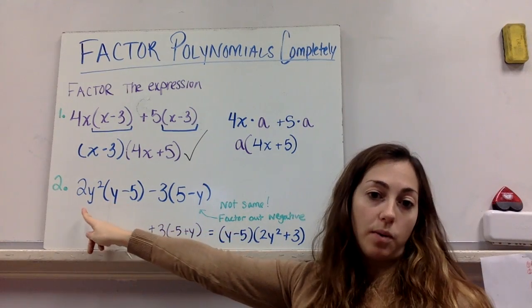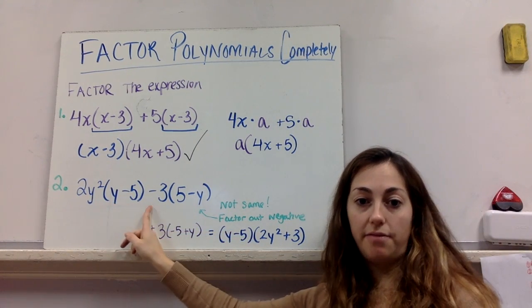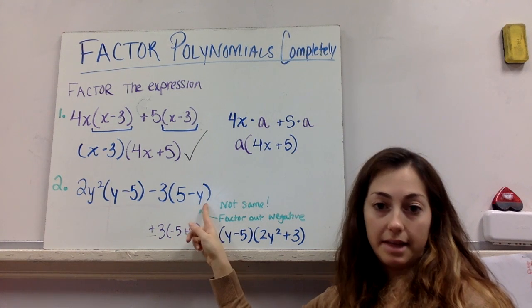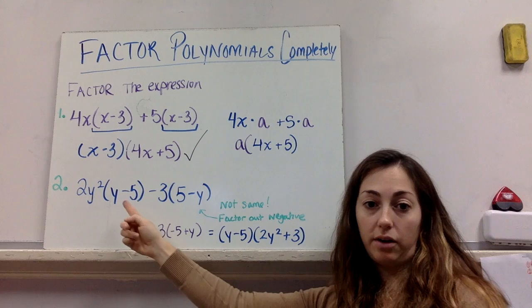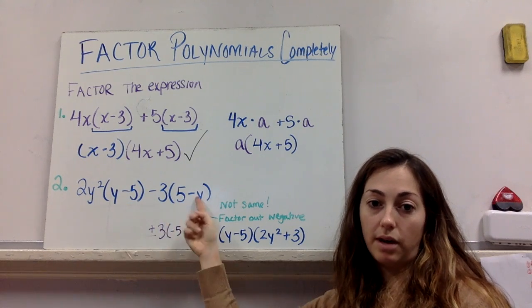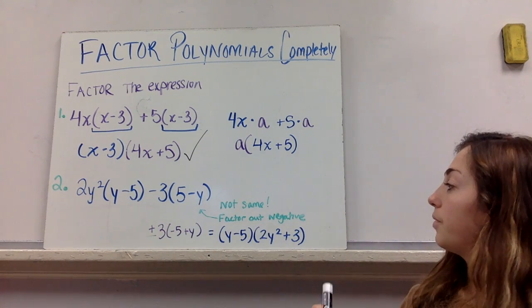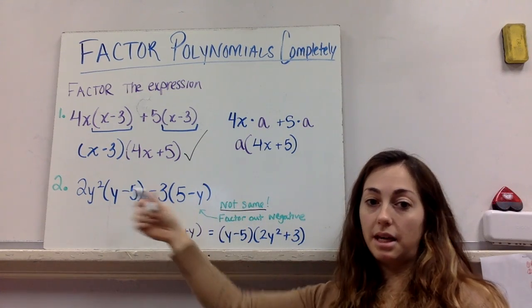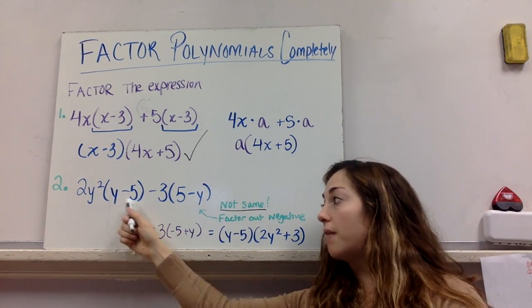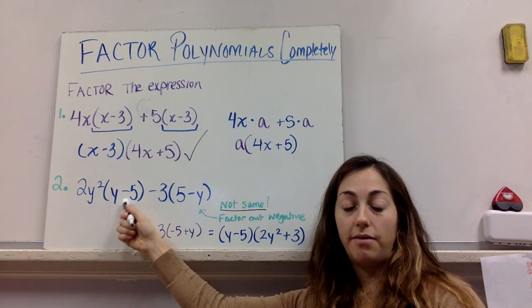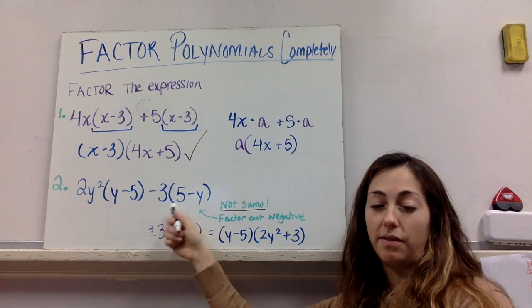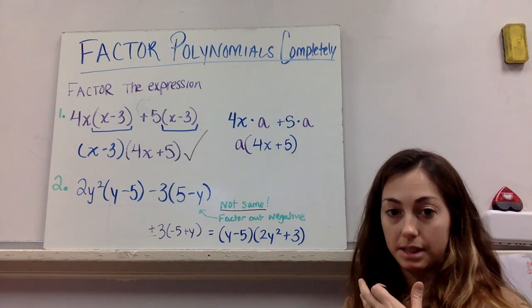You have 2y squared times the quantity y minus 5 minus 3 times the quantity 5 minus y. Get that down, and let's see, can we factor out this term? Is there anything the same? Well, you can see it here. It's not the same because here you have y minus 5, so y is positive and 5 is negative. Here I have 5 minus y, so y is negative and 5 is positive. So it's like the opposite.